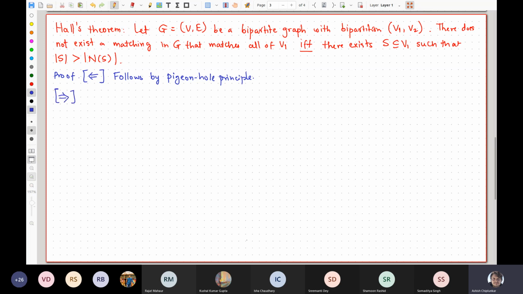So what about the left to right side? Right, so what do we want to prove? Suppose there does not exist a matching in G that matches all of V1. Now we want to prove there exists a set S such that something happens. What proof strategy should we use? What proof strategy becomes immediate? Contradiction or contrapositive? Construction. We'll use proof by construction.